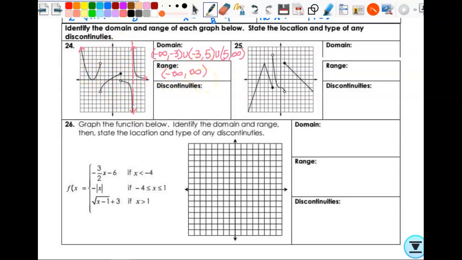So my discontinuities. Here I have a jump, but I also have a hole, because this is a jump, but one of them is filled in. So I've got jump and hole. It's not called a hole discontinuity. It's point discontinuity or removable discontinuity. But I'm going to say point and a jump at x equals negative 3. And then I just have a jump at x equals 2. And then here at x equals 5, I have infinite.